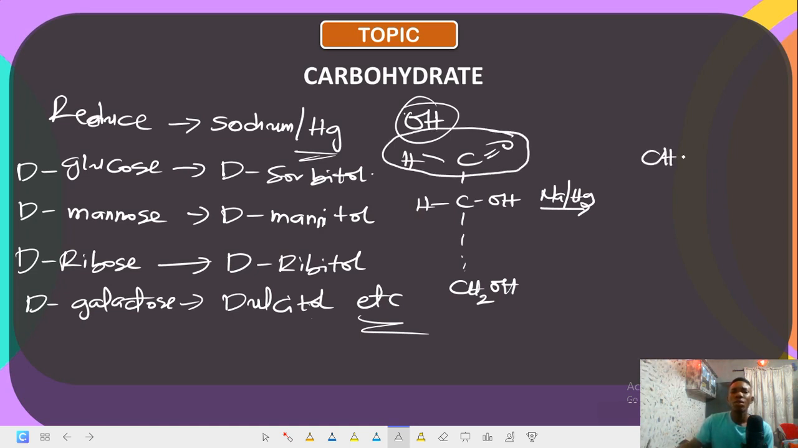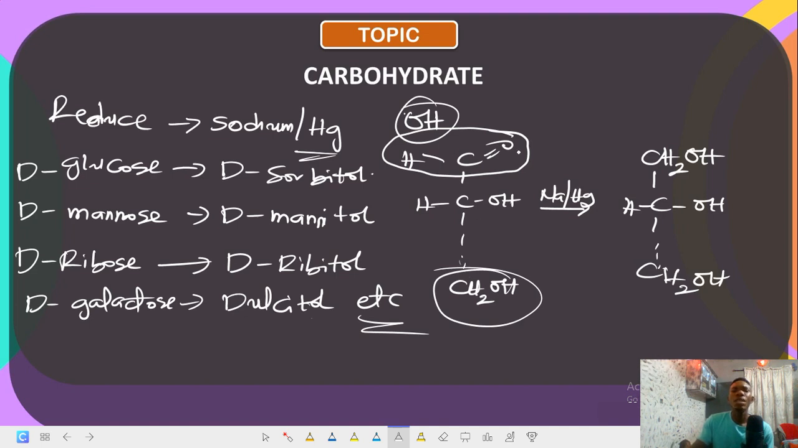Now, if this aldehyde group is reduced, you form CH2OH, and then everything will continue down until you form another CH2OH under here. It continues down until this other group here. So this aldehyde group is being reduced to what? Alcohol. Is that understood? Which will now form D-sorbitol. For mannose, D-mannitol. For ribose, D-ribitol. And for galactose, dulcitol. And even I think maltose, on one of them, we give D-sorbitol and what? Mannitol. Okay, so that is that for this.